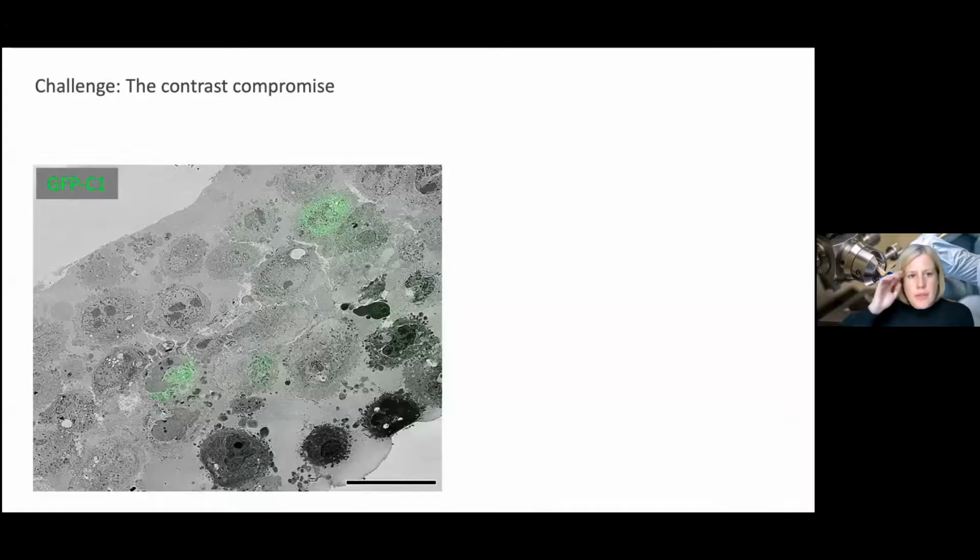Just to finish up, there's a couple of challenges here. The first is what we call the contrast compromise. So this is cutting sideways through the pellet of HeLa cells, and up here was against the metal during the freeze substitution process. And down here was up against the solvent with the heavy metal. So you can see this side has good electron dense staining on the membranes, and on this side it's very poor. And our best fluorescence preservation is away from the area of good membrane staining.